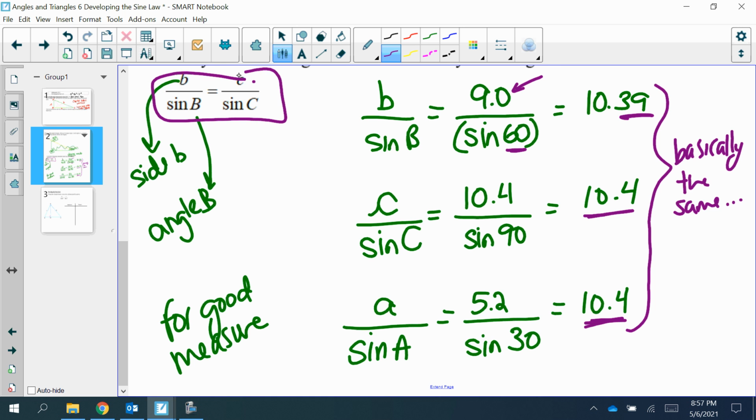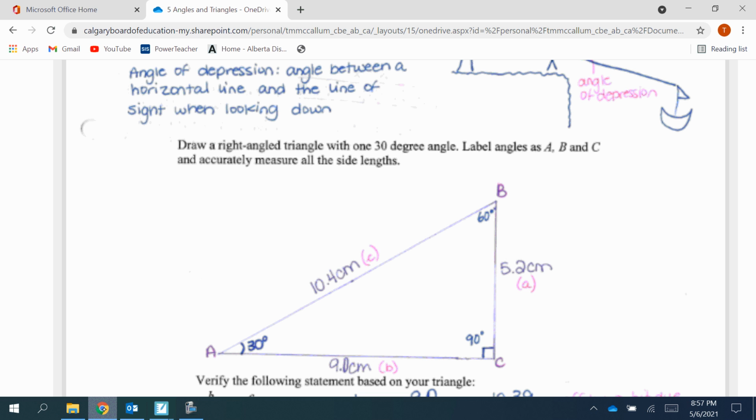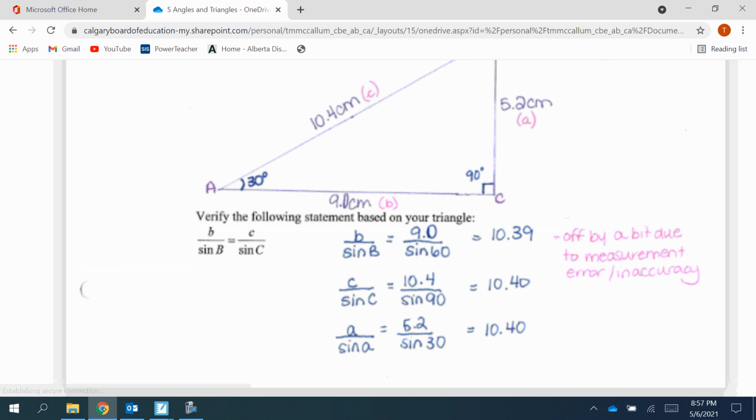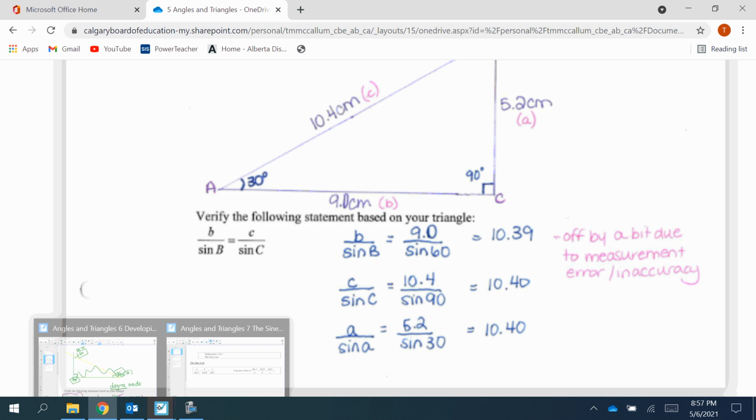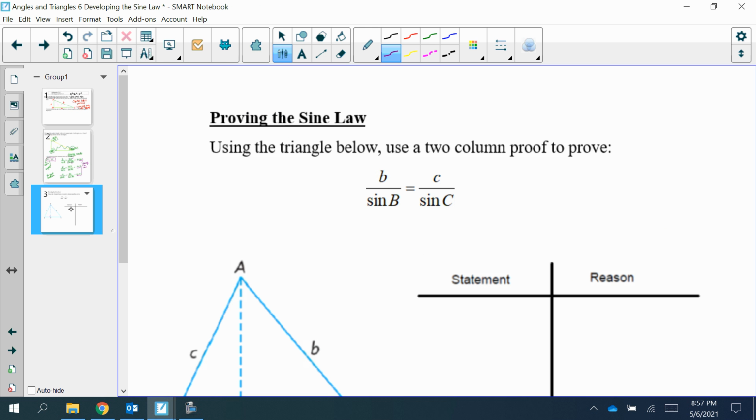So what we can see is for the triangle that I had drawn, that ratio of b divided by the sine of b equals c divided by the sine of c was true. Again, just a bit off due to that measurement error, but pretty darn close. So what we're going to see now is we're going to prove why that's true in every case. Not just a verification, but now we're going to prove why it's true in every case.